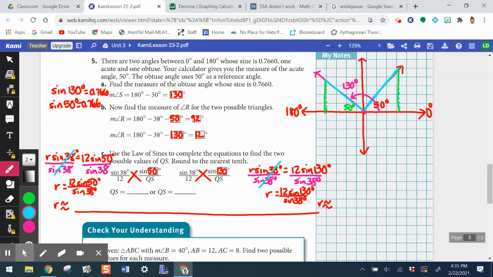So the other possibility for the measure of angle S is 130 degrees. So now on B, if one possibility, angle S is 50 degrees, and one possibility is 130 degrees, now we can find two possibilities for angle R. So the measure of angle R, if angle S is 50 degrees, angle R is 92 degrees. And if angle S is 130 degrees, angle R is 12 degrees.